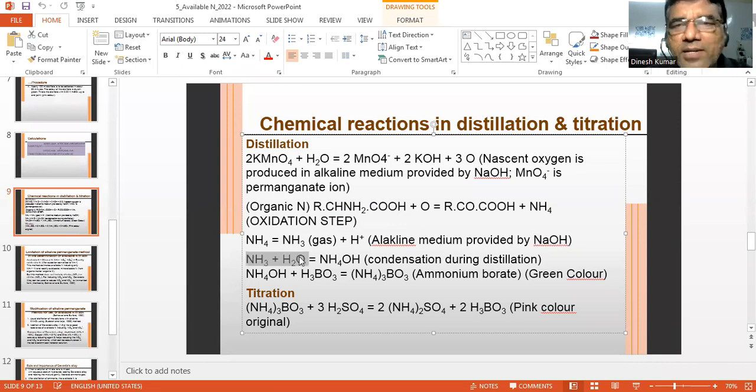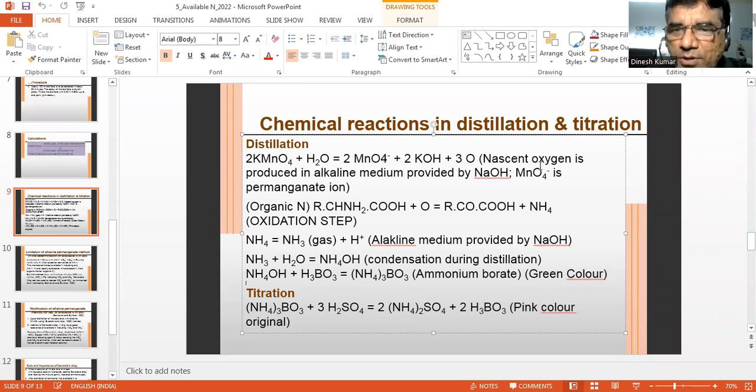Now when ammonia is liberated and condensation happens in the tube during distillation, it is converted into ammonium hydroxide. You have seen distillation last time also. And when this ammonium hydroxide reaches boric acid, it is converted to ammonium borate or ammonium tetraborate. And then the color is bluish green. And then the same kind of titration is there. Pink color comes here. So this is how some of the students would like to remember these reactions.